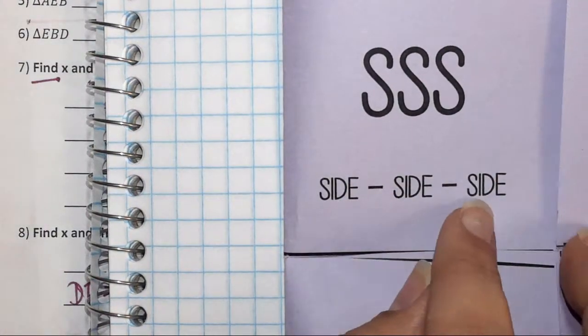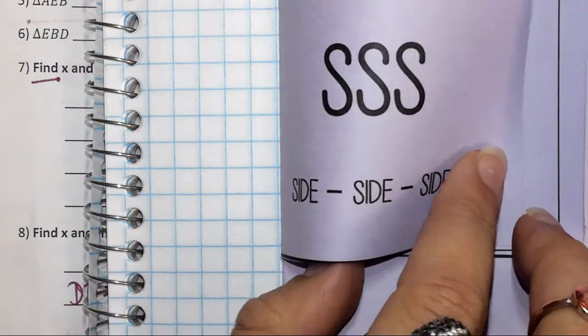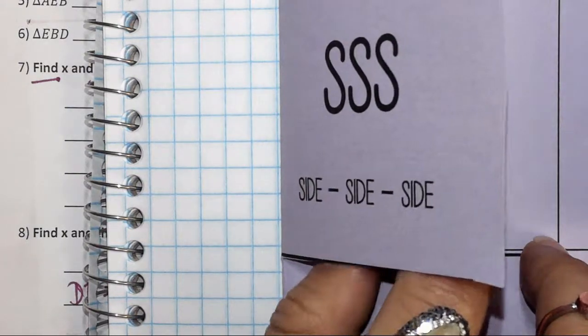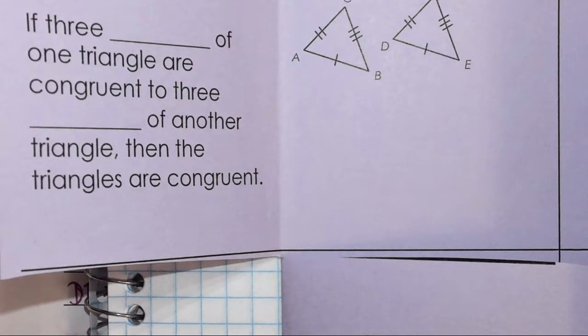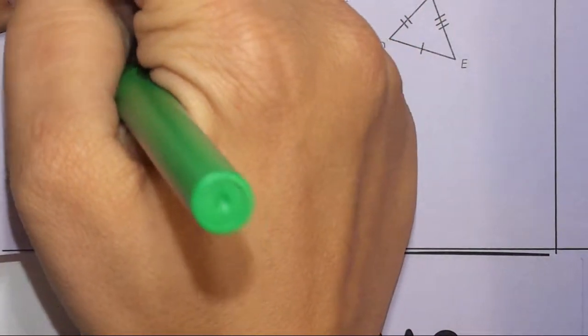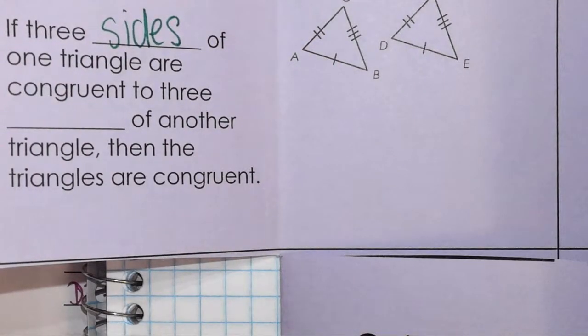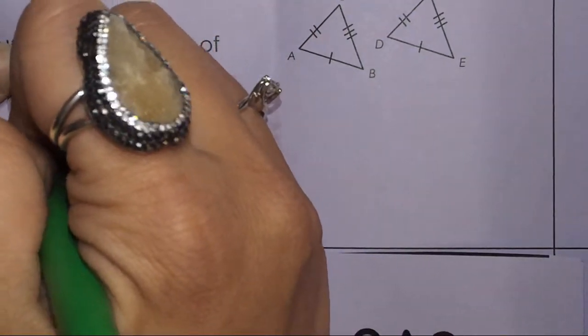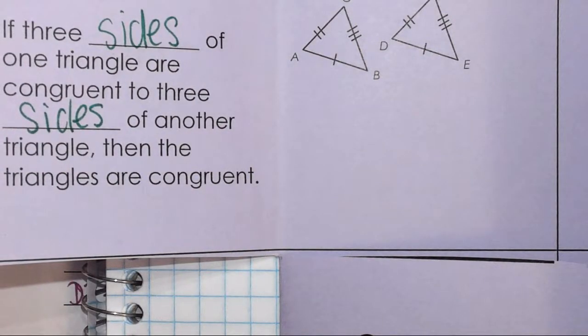So side, side, side. If all the sides of two triangles are congruent, then the triangles are congruent. That's what it says. If three sides of one triangle are congruent to three sides of another triangle, then the triangles are congruent.